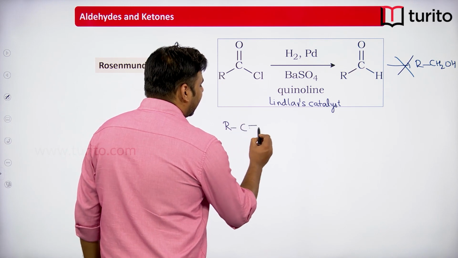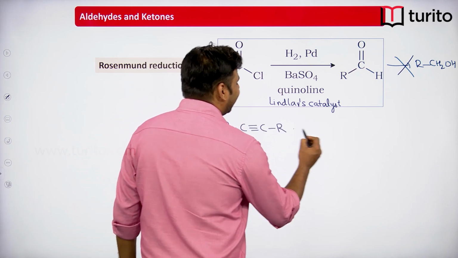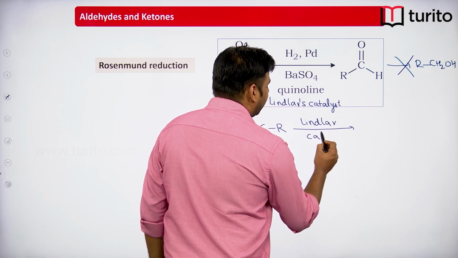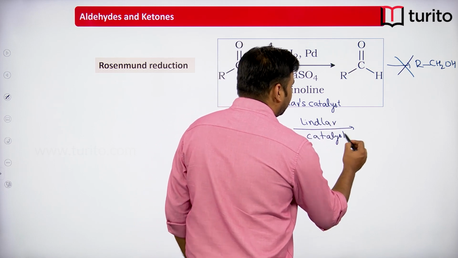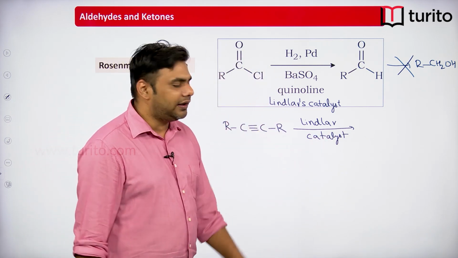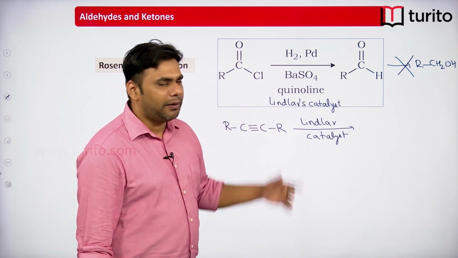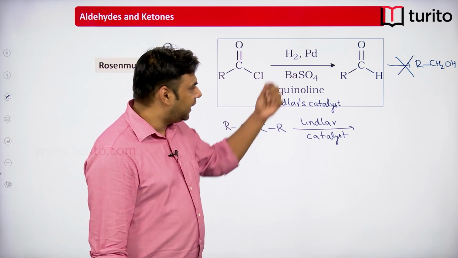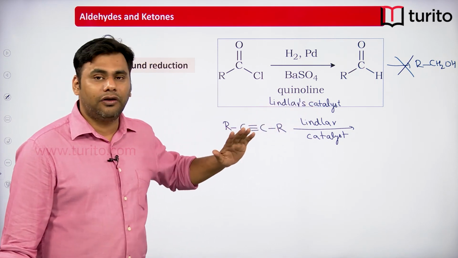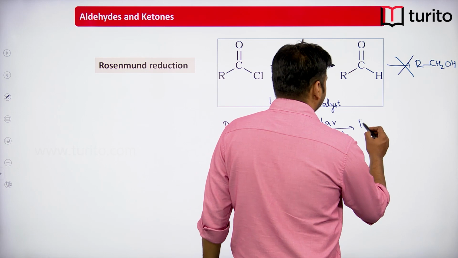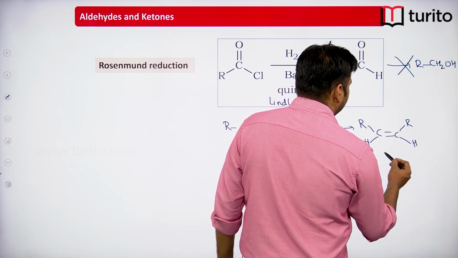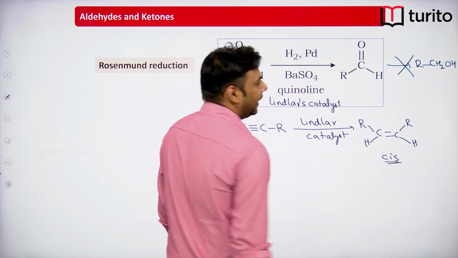Similarly, Lindlar's catalyst is also used to carry out hydrogenation of a triple bond. If we are carrying out hydrogenation of a triple bond through hydrogen with metal, it will convert it into an alkane. But once you have added Lindlar's catalyst, which is poisoned by quinoline, due to which the catalytic activity is reduced, this alkyne will only get converted into an alkene. So we say that this is the cis addition of hydrogen and we form a cis alkene in that case.